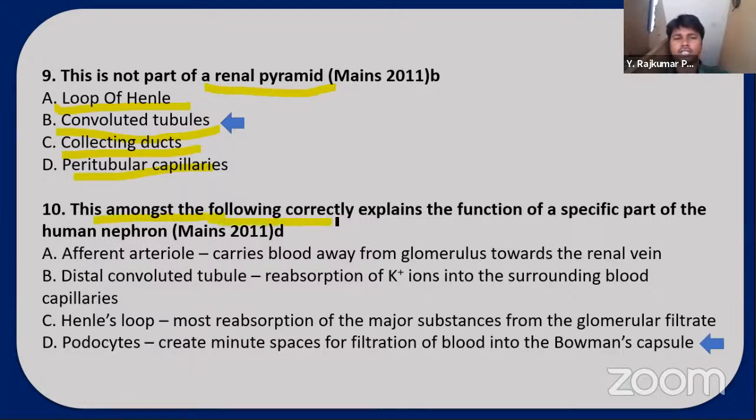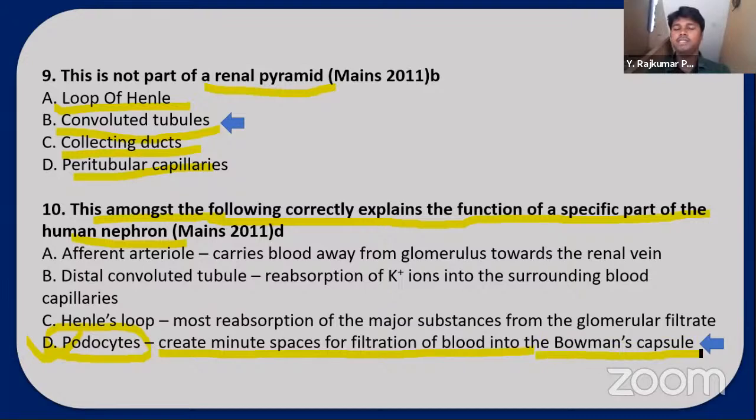Which of the following correctly explains the function of a specific part of the human nephron? See the last option, which is D. Podocytes. I told you the podocytes exist in the Bowman's capsule. They are helpful for the filtration of blood, isn't it? What they do is create minute spaces for the filtration of blood into the Bowman's capsule. That is a function of the podocytes. So regarding the 10th question, D is the right answer.